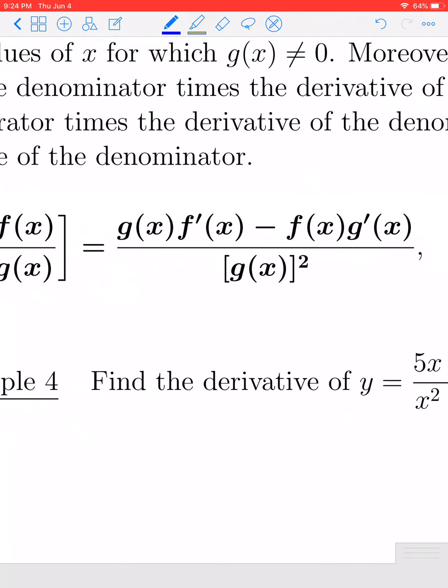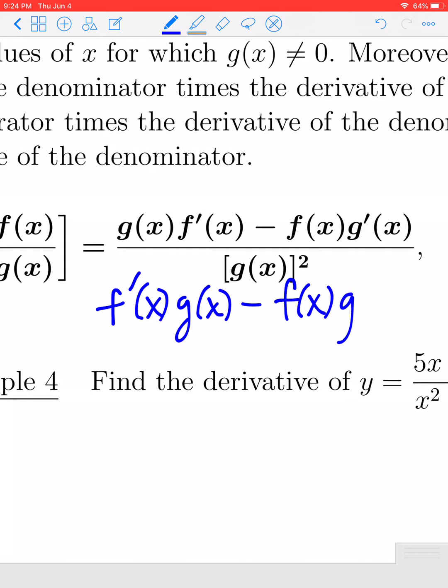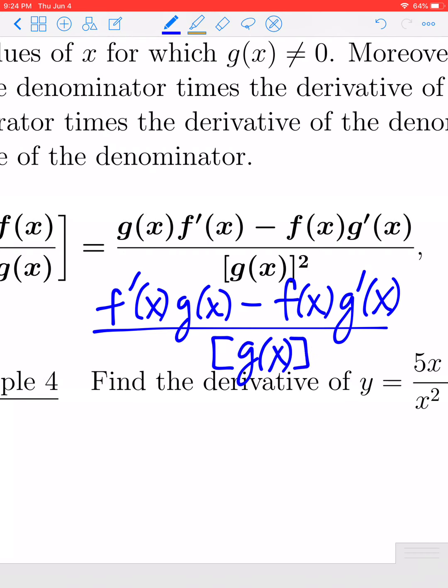Again, I like to rewrite it a little bit different than what the book does. I'm going to write it as f prime of x times g of x minus f of x times g prime of x, all divided by g of x squared. And in this way, I kind of like it because there's a little bit of symmetry with what's going on with the product rule.